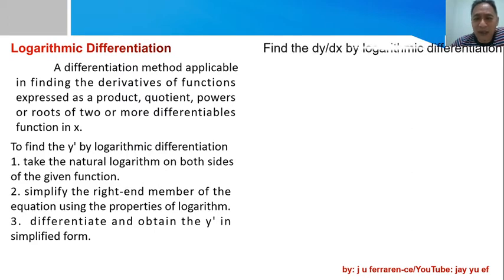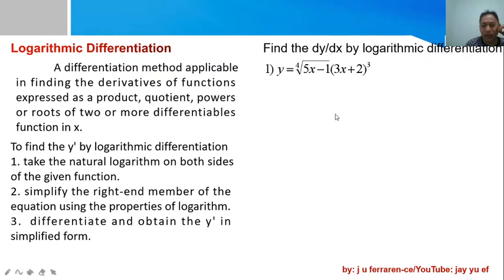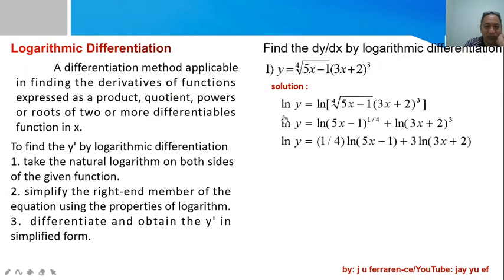Now, you are given a function and you are asked to differentiate using logarithmic differentiation. Your y is expressed as a product of the fourth root of 5x minus 1 and the cube of 3x plus 2. Here we have the solution using logarithmic differentiation following the steps. I have to take the natural logarithm on both sides of my equation. Then I have to simplify.